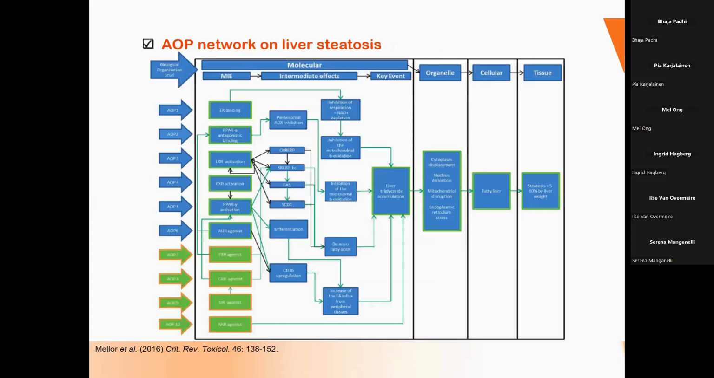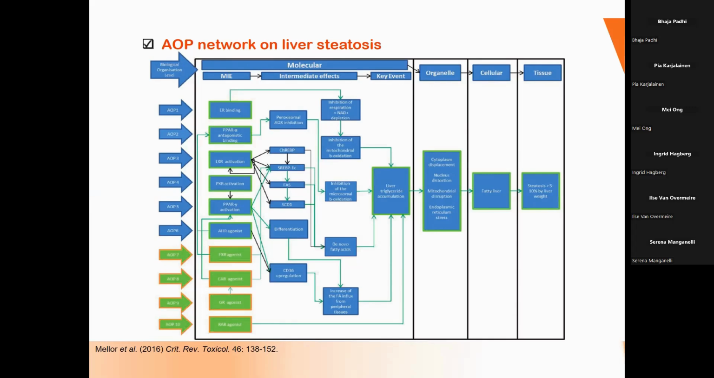The second example I would like to discuss with you is an AOP network. So it's not a single AOP, it's an AOP network on liver steatosis, which, as you can see on the slide, actually results from merging, in this case, 10 individual AOPs that each have their own MIE, their own starting point. And as you can tell here, the MIEs typically are things like nuclear receptor activation. I will not go through all of them in detail.